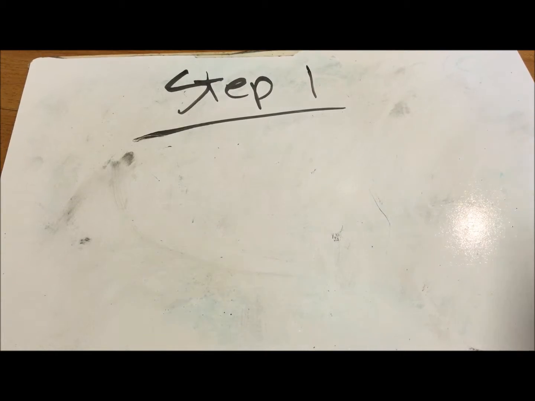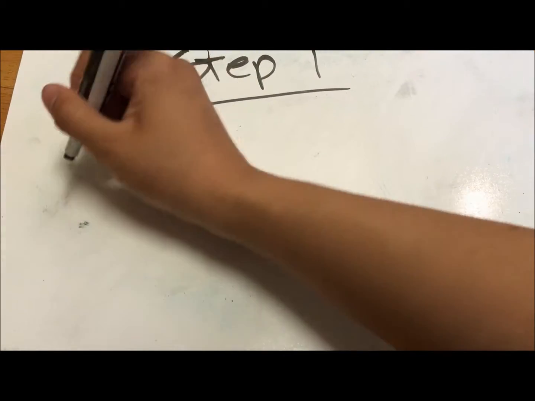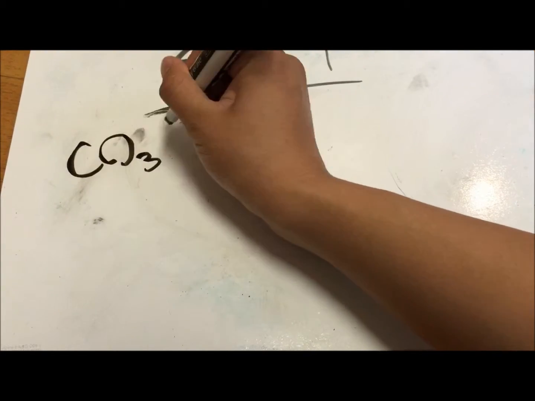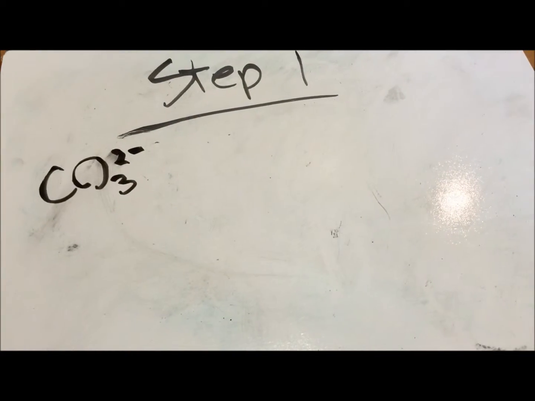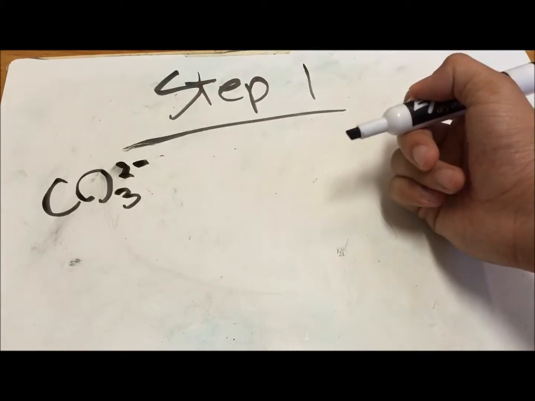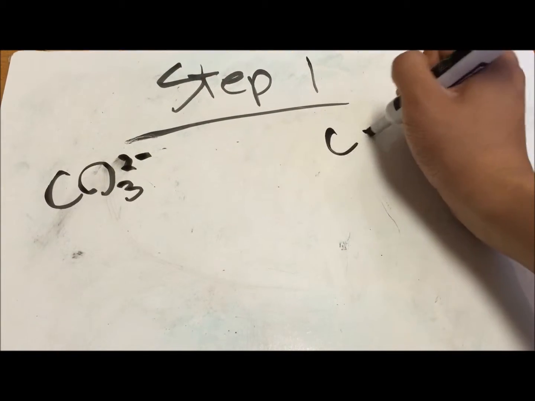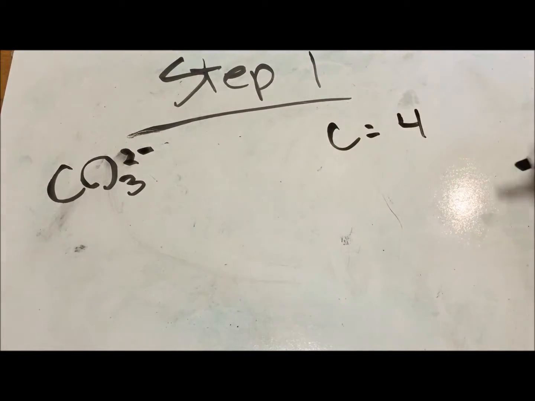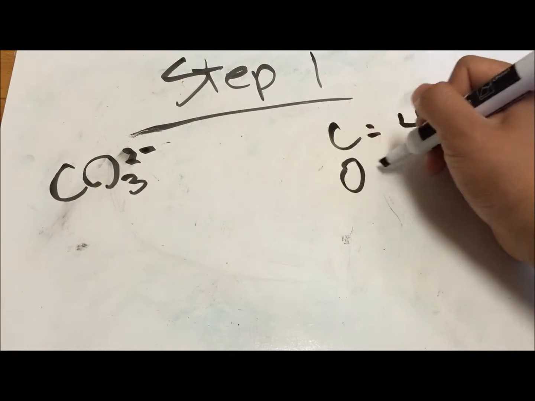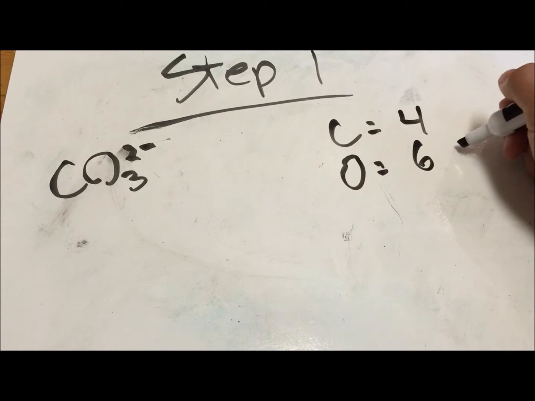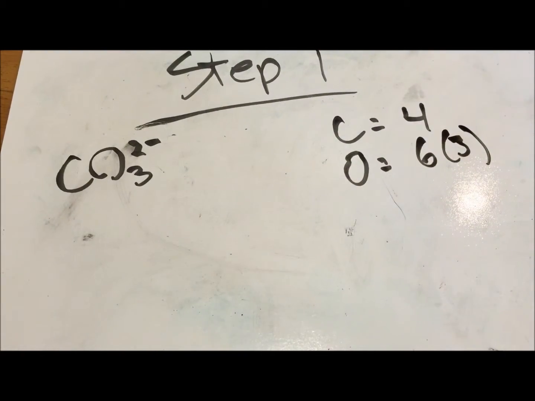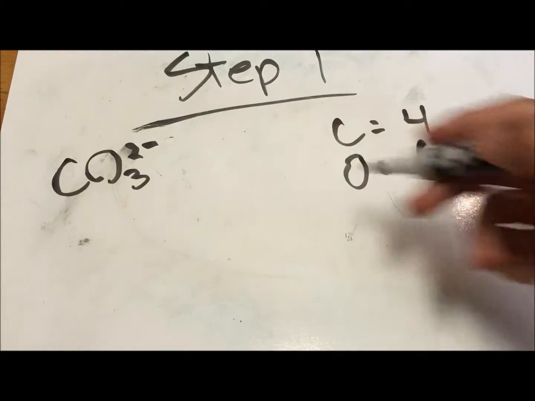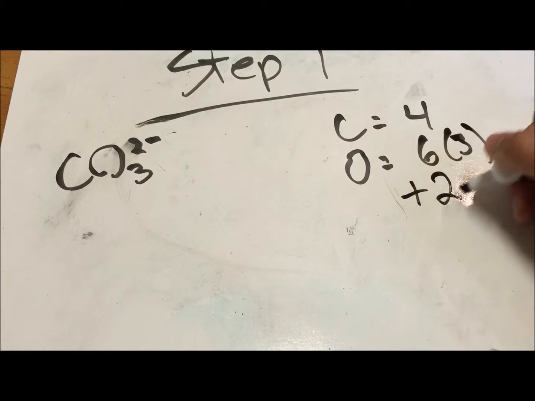Alright, now we're going to try another molecule. We're going to do CO3 minus 2. This is an ion, so now this is a little special. First off, carbon has 4 valence electrons. Oxygen has a total of 6 valence electrons, but since there's 3 of them, we're going to multiply it by 3. Now since this is an ion, we need to add 2 electrons since it's minus 2.